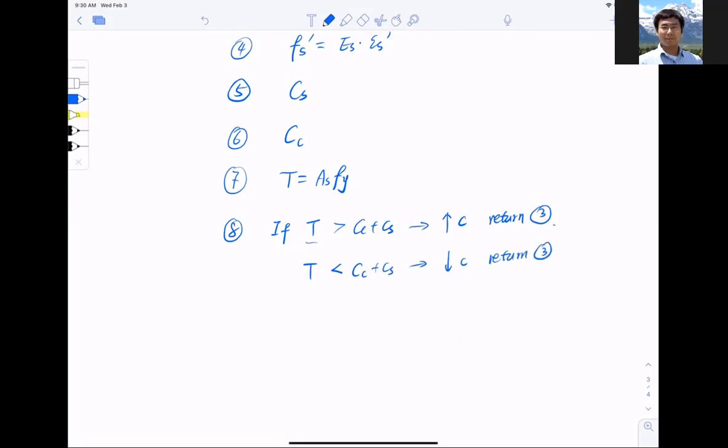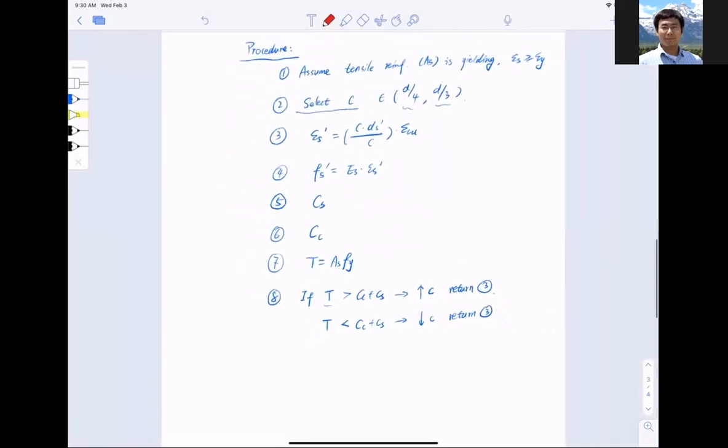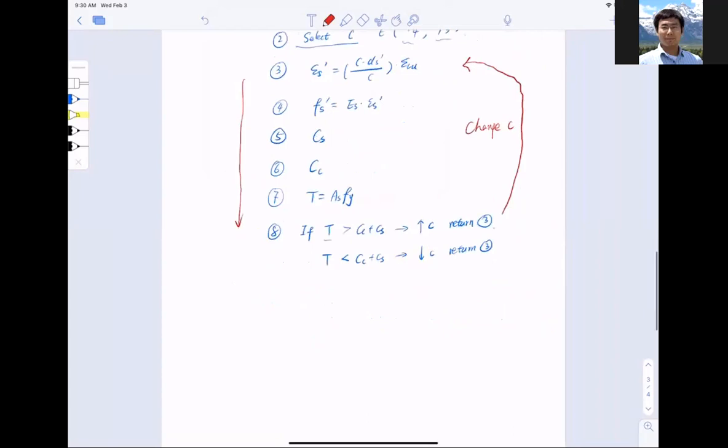So the whole purpose of doing this iteration, thinking in your head, is that I'm changing c, and why am I doing this iteration? Just to ensure that T is approximately equal to Cc plus Cs. Tension equal to compression, approximately.